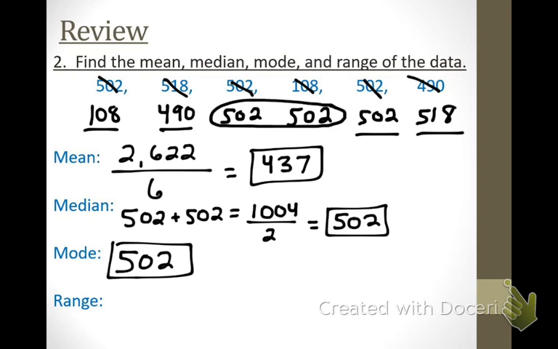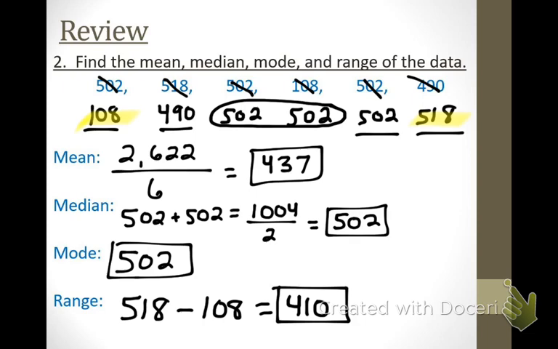Now the last thing you want to remember is your range. Your range, you have to take the biggest number in your data set, which was 518, and find the difference or subtract the lowest number in your data set. Remember, this is how you show work. You got to put those numbers there so that I understand what it is that you were trying to do. And once again, when you plug it into your calculator, you see that your answer is 410.